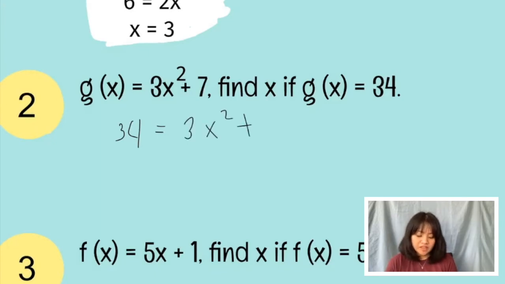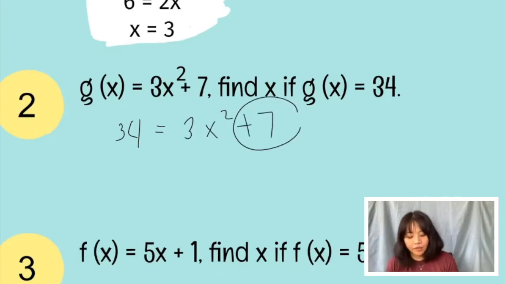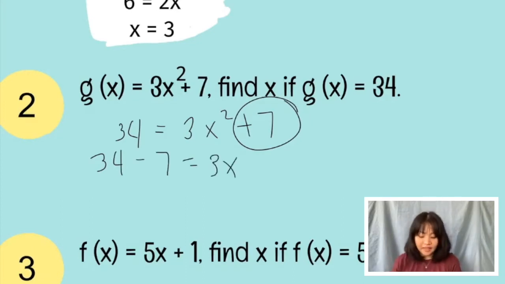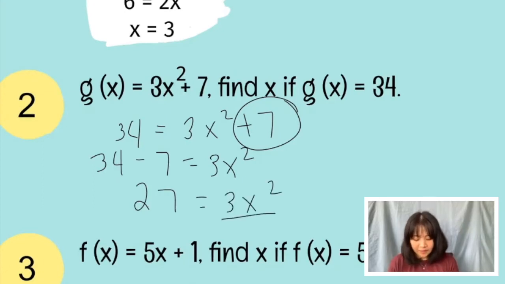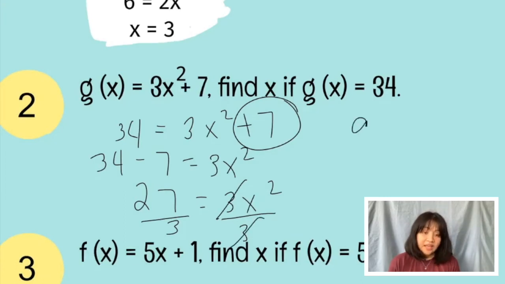So the positive 7 will be moved to the other side. That's going to be 34 minus 7 equals 3x squared. So 34 minus 7, that is 27, equals 3x squared. Dividing both sides by 3, so that x is left alone, because we're just finding x, right? So we cancel this. That's going to be 27 over 3, which is equal to 9, equals x squared.